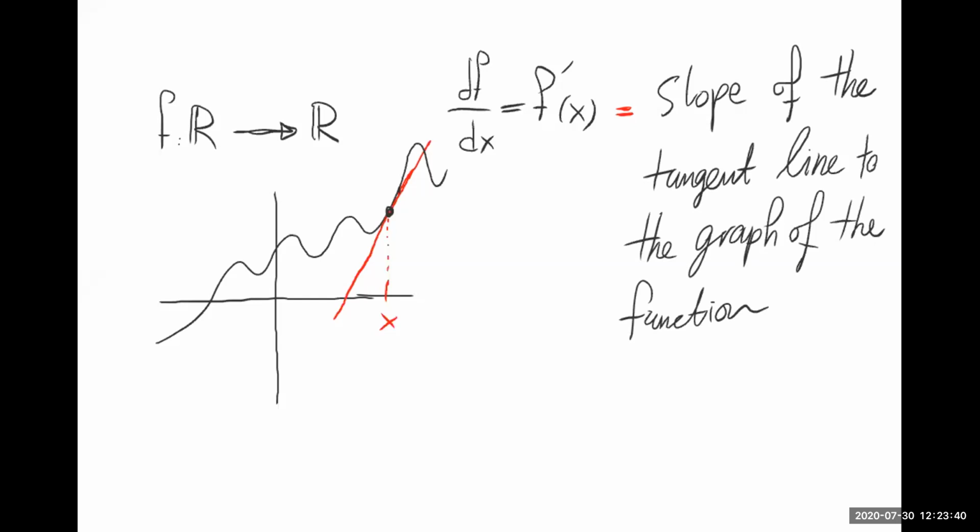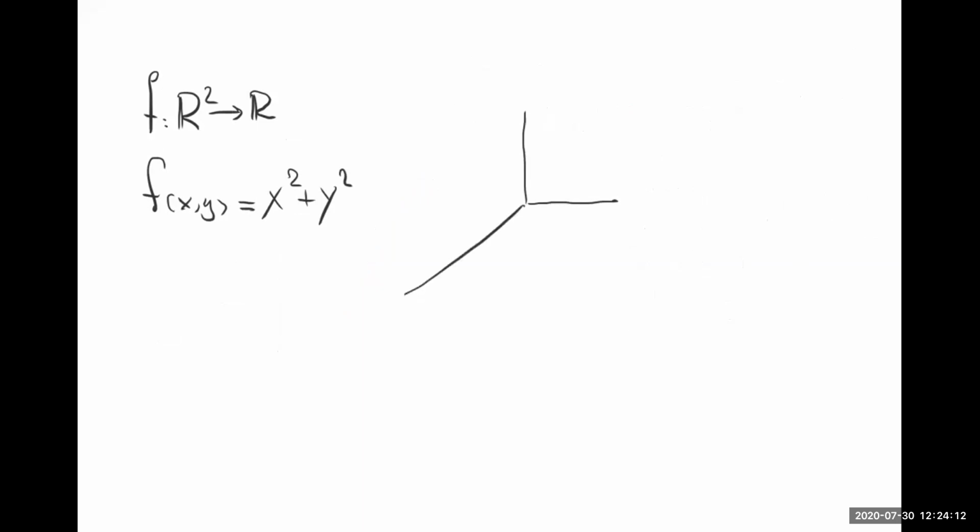Okay, this is here f of x. That would be the slope of this thing. Now, the same thing holds in the higher dimensional case, but it is slightly more complicated. So for example, suppose I have a function f from R2 to R, where f of x and y is x squared plus y squared. If we look at the graph of the function, it looks like this.